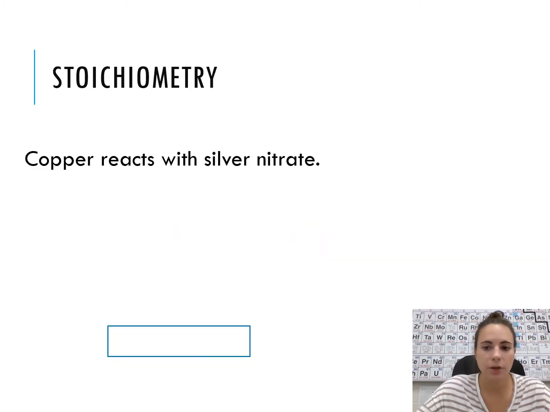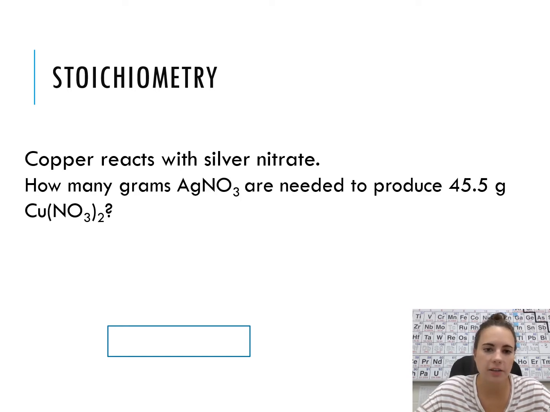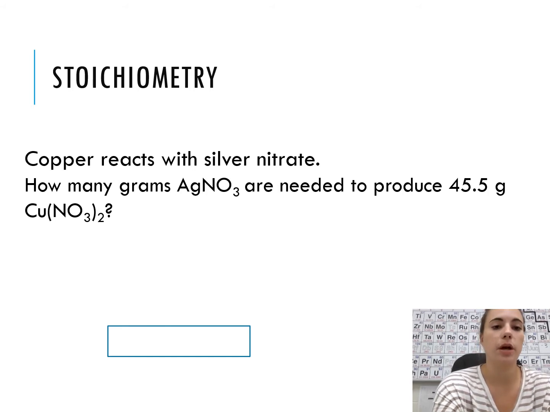Okay, so now that we know how to use mole ratios, we can set up stoichiometry problems. So copper reacts with silver nitrate. How many grams of silver nitrate are needed to produce 45.5 grams of copper nitrate? Well, first thing we always have to do is start with a balanced chemical equation. So I'm told that copper reacts with silver nitrate.